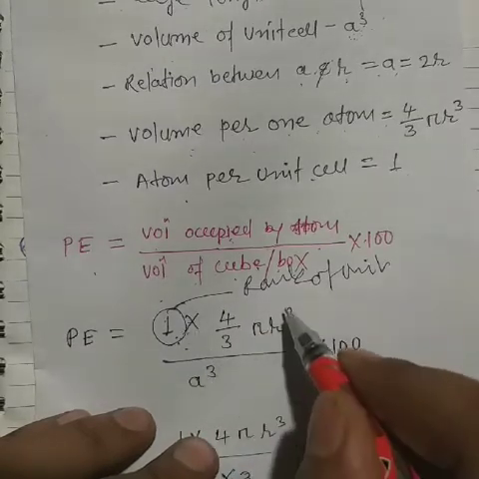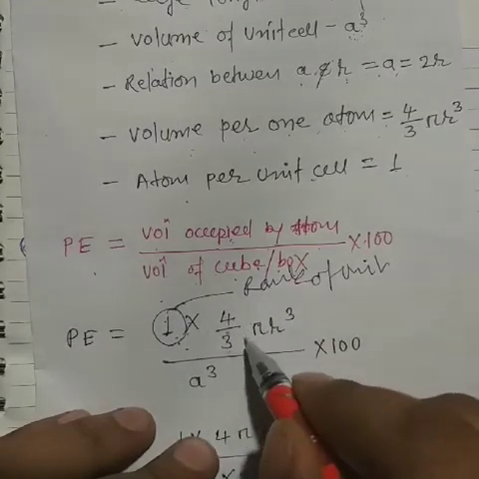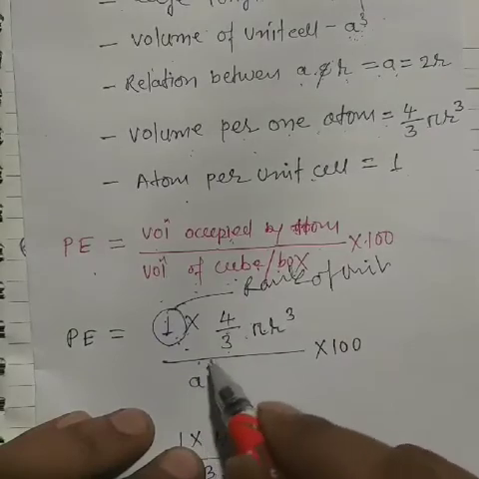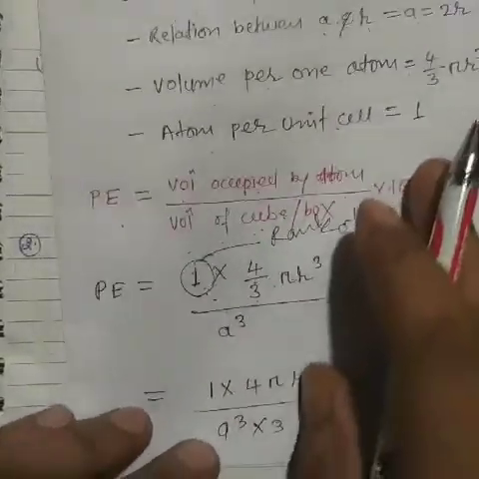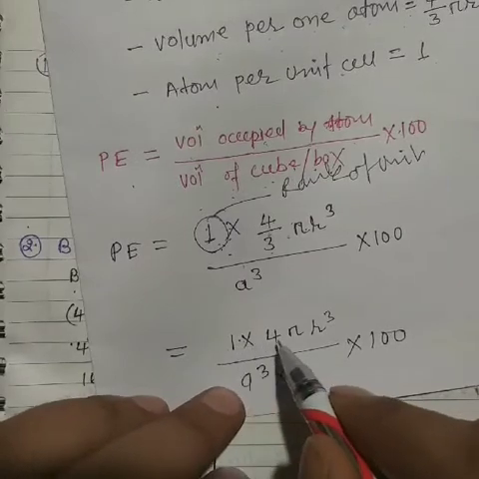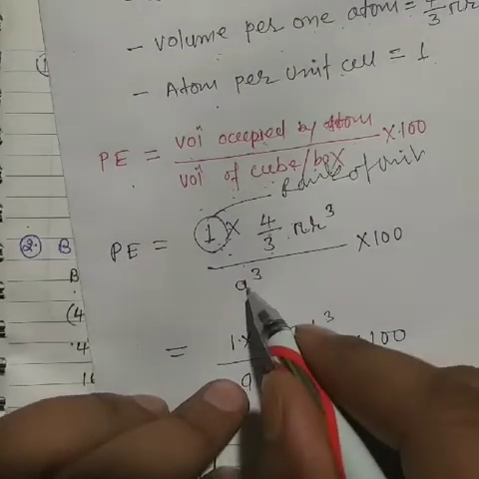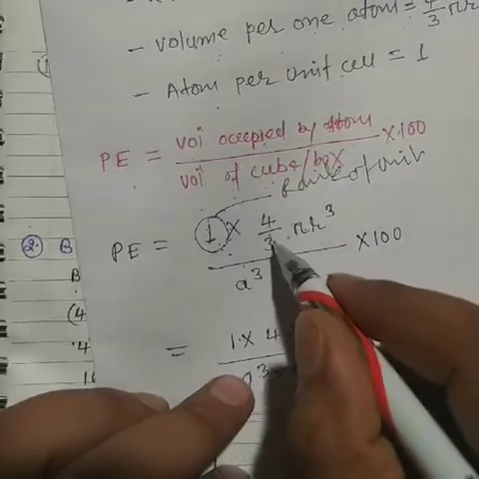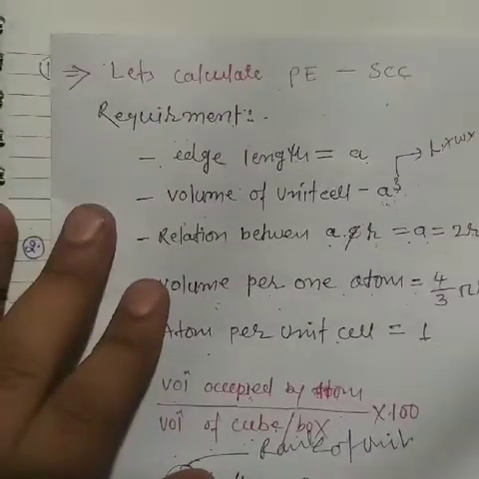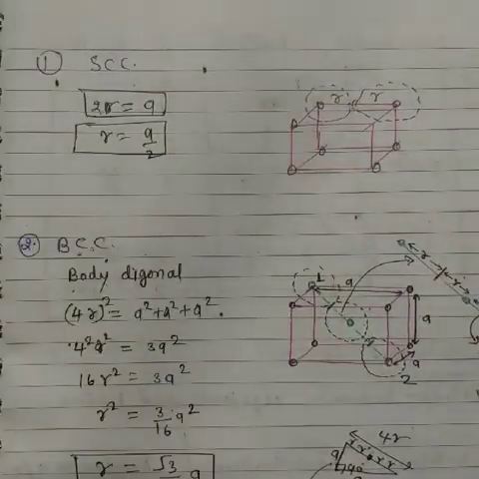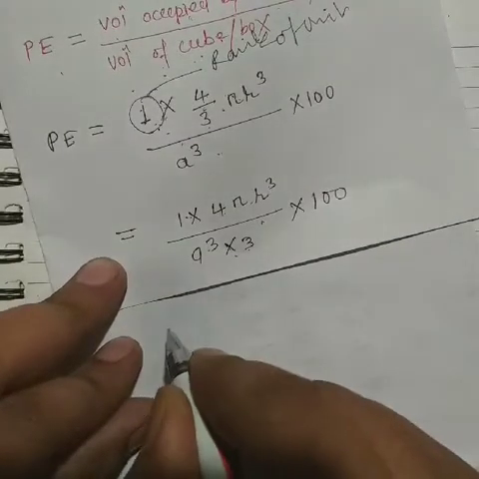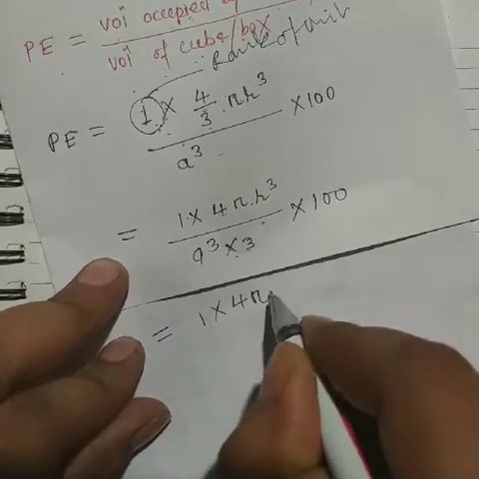So 1 into 1 atom, 4 by 3 pi r cube. And volume of cube, so volume is what? A cube, and A's value is 2r, into 100. So we put in the value. Now here 1 into 4 pi r cube upon A cube, and this denominator 3 comes into the final denominator, into 100.